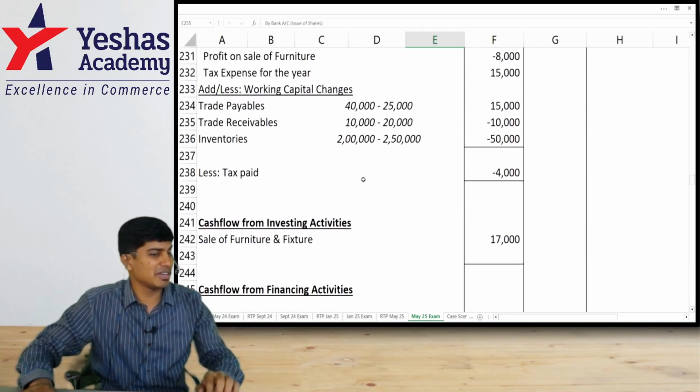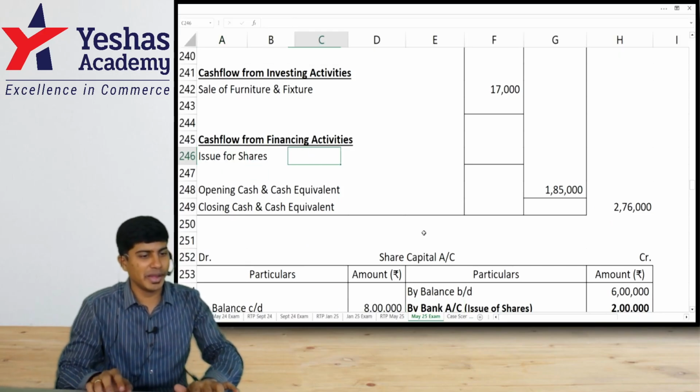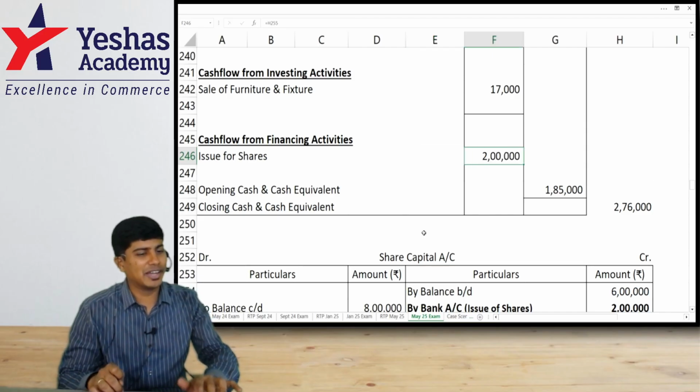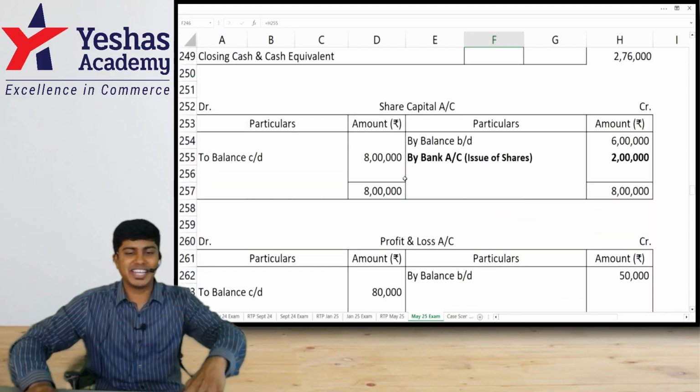I'm now getting chills in my spine. Why? For the answer that you are giving. 2 lakh rupees, issue of shares for cash. Financing inflow. We're done with share capital.